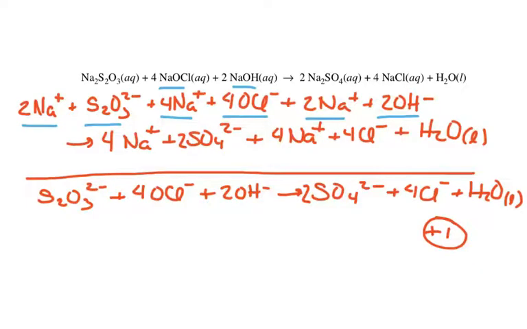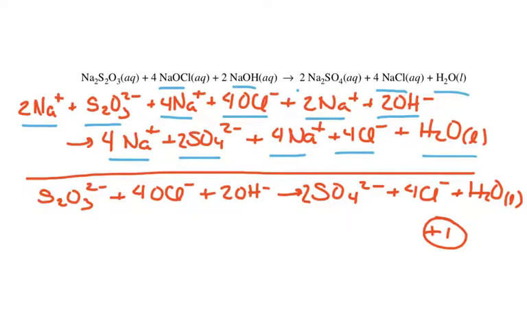And on the other side of the arrow, we're going to have 2 times 2. We get 4 Na pluses and 2 sulfates. And we get 4 NaCls. That's going to be 4 Na pluses and 4 Cl minuses. And we have an H2O liquid. So all of the other ones are aqueous, H2O is liquid.